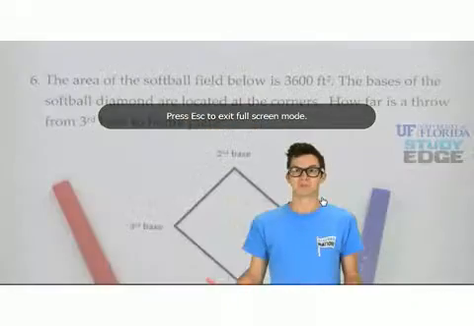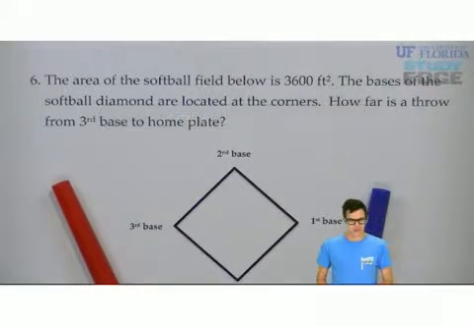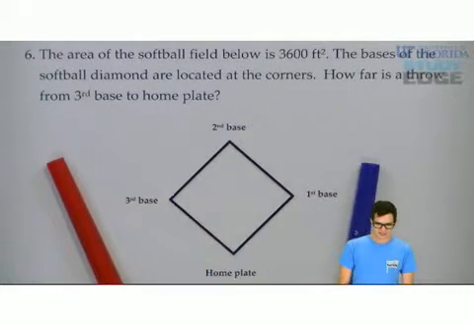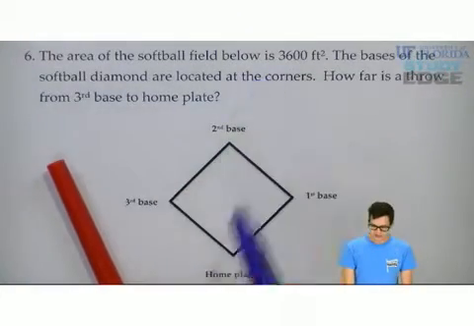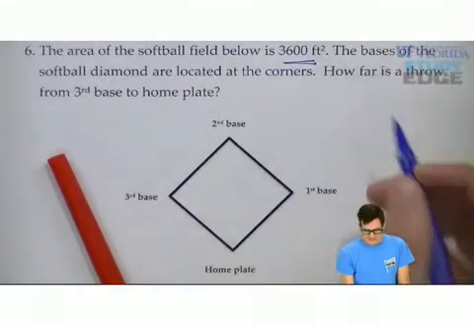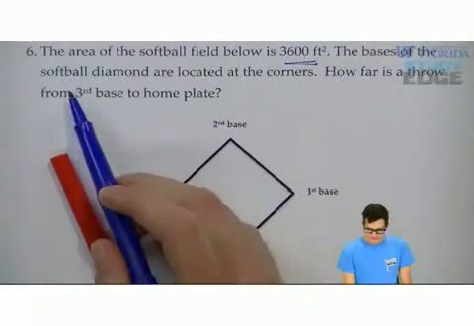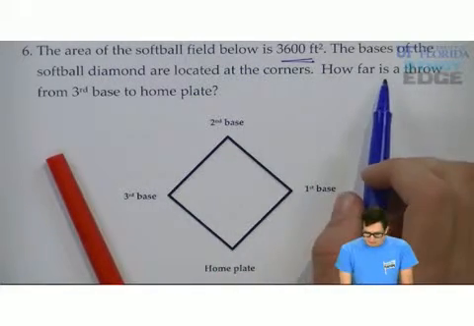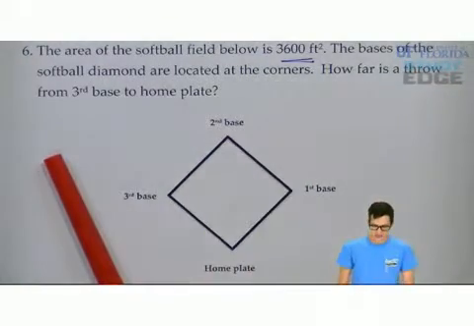What's up, Algebra Nation? Let's go ahead and go through another problem. Here's what we have. The area of the softball field below, notice we have a nice little diamond here, home plate, first base, second base, third base. The area of this softball field is 3,600 square feet. The bases of the softball diamond are located at the corners, like the picture says. We want to know how far is a throw from third base to home plate.